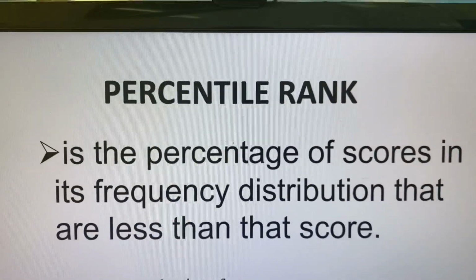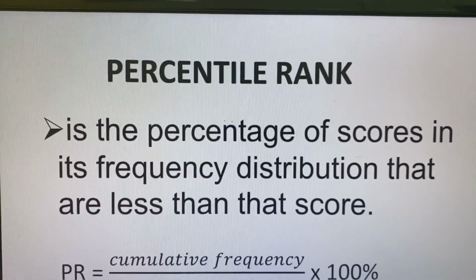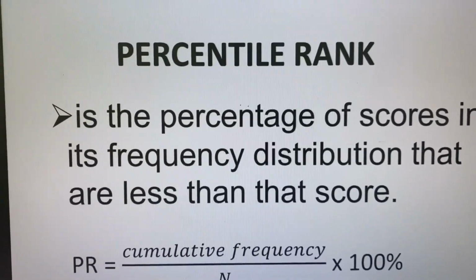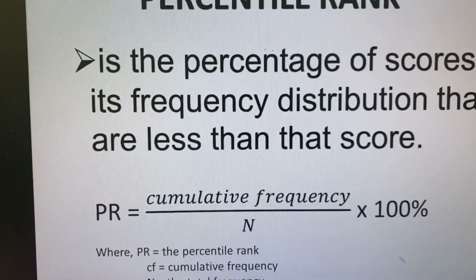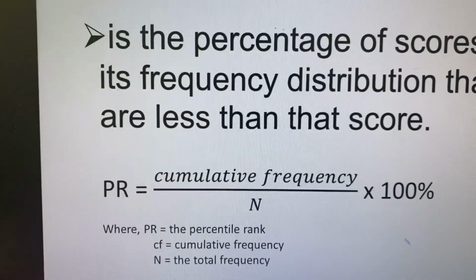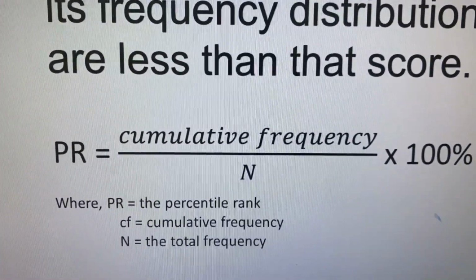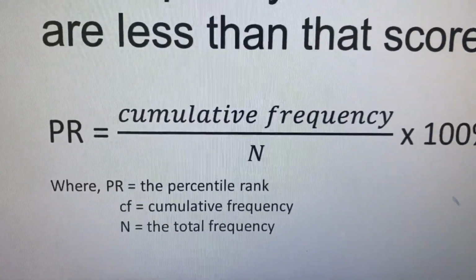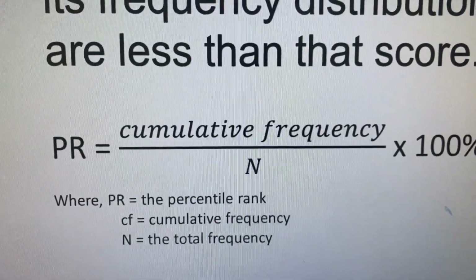So when you say percentile rank, it's the percentage of scores in its frequency distribution that are less than the score. So we have the formula: PR equals cumulative frequency divided by N times 100%, where PR is the percentile rank, CF is the cumulative frequency, and N is the total frequency.